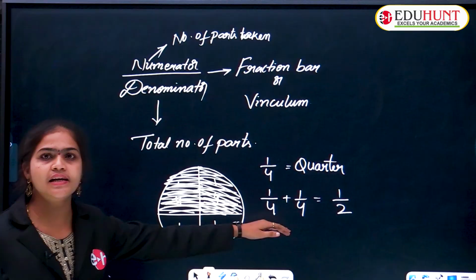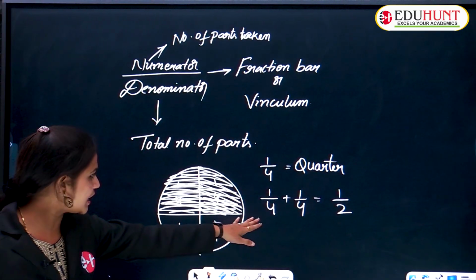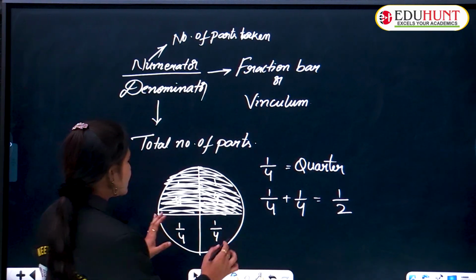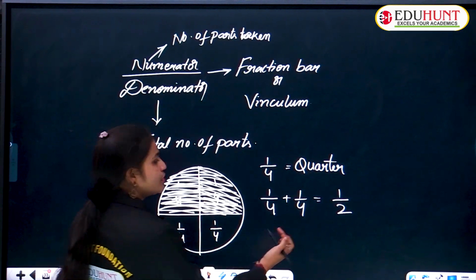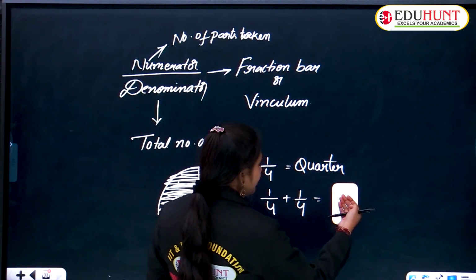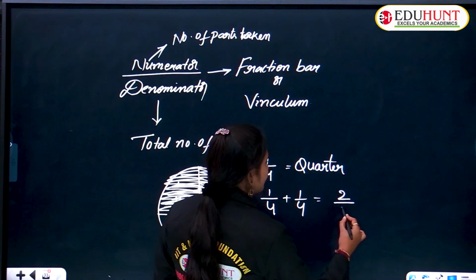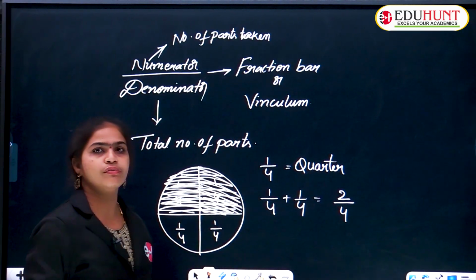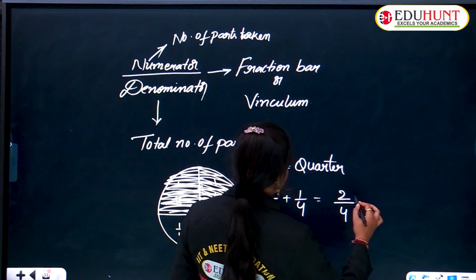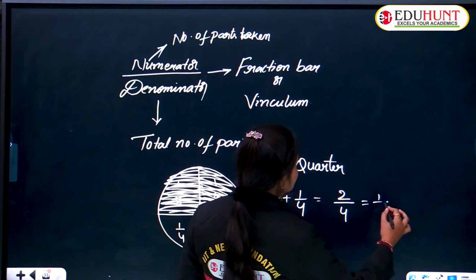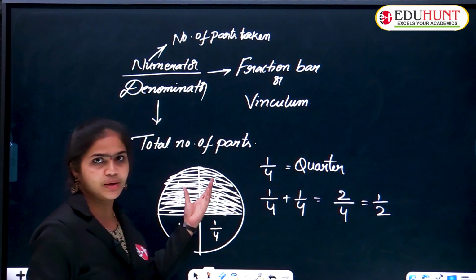Actually, this comes under addition; addition of like fractions we will cover later. Just now I am telling you, 1 by 4 plus 1 by 4: how many 1 by 4s are there? 2 1 by 4s are there. Sorry, 1 by 4 plus 1 by 4 is equal to 2 by 4, which is equal to 1 by 2. Half of the part.